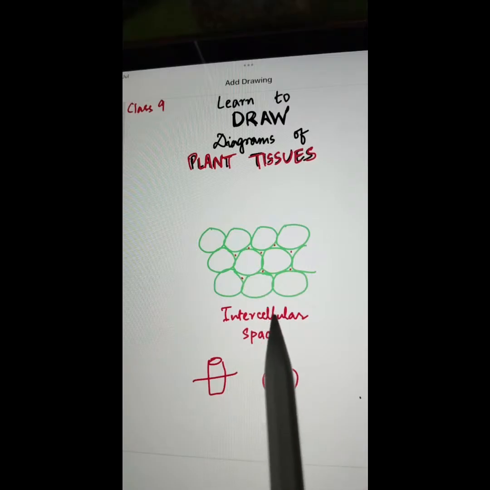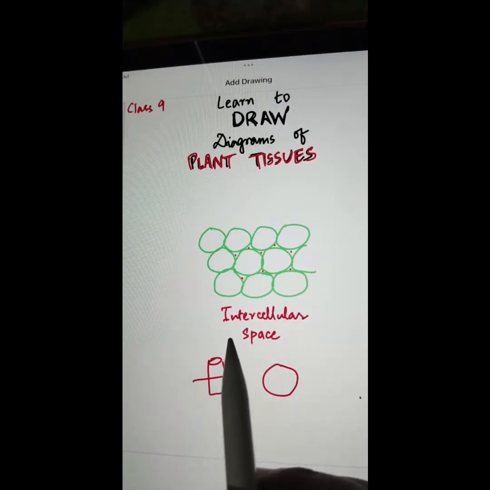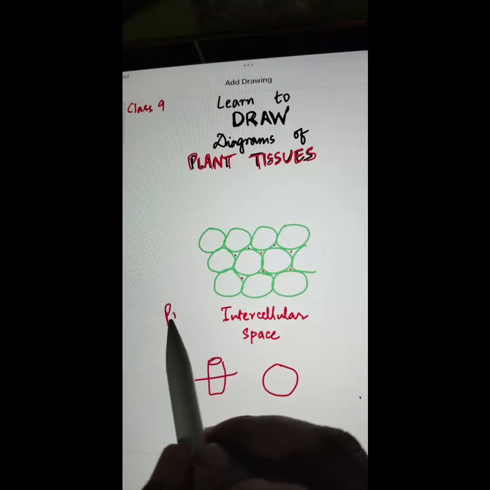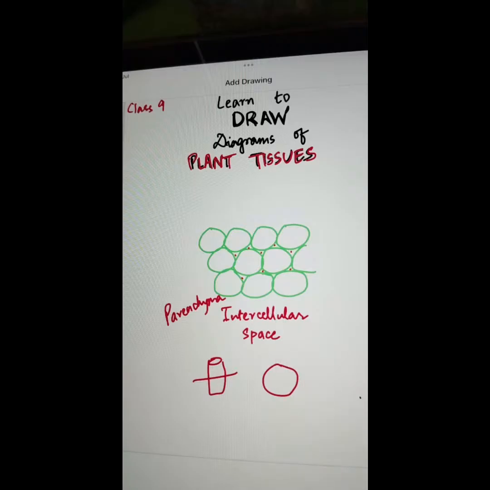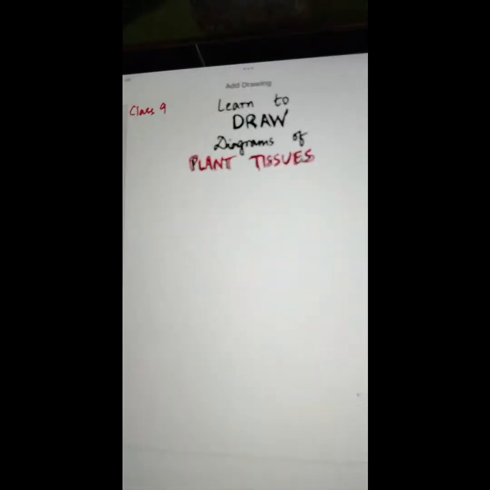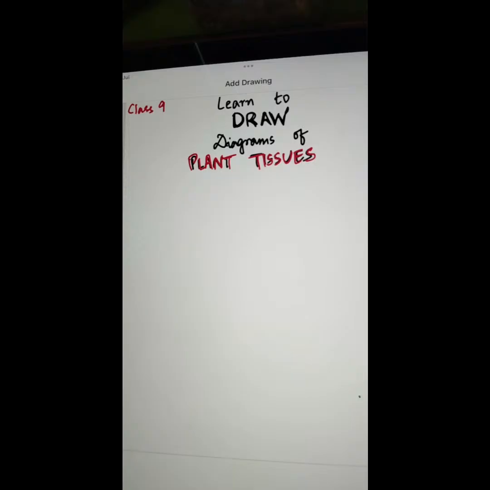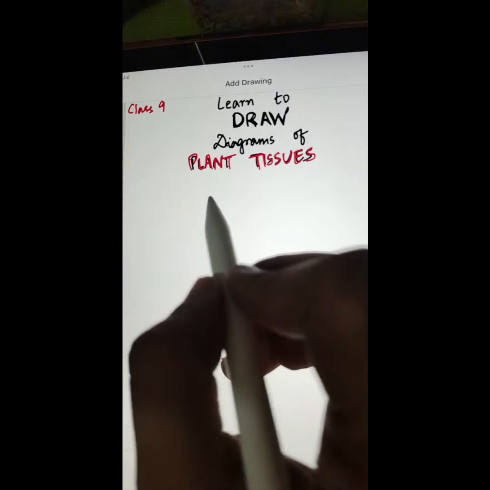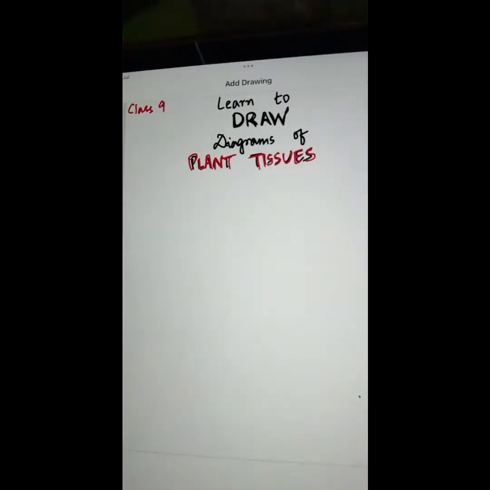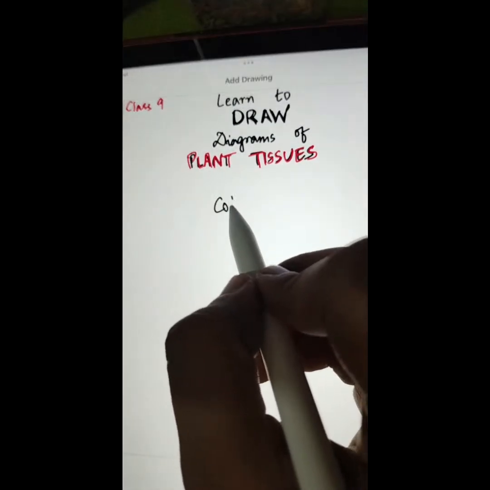see intercellular space, right? Intercellular space means the tissue is parenchyma. What is parenchyma? It is a simple permanent tissue. When we come to the explanatory videos, then I'll explain to you the various functions of parenchyma. Let's go ahead and begin with another simple permanent tissue, but this is going to be collenchyma this time.